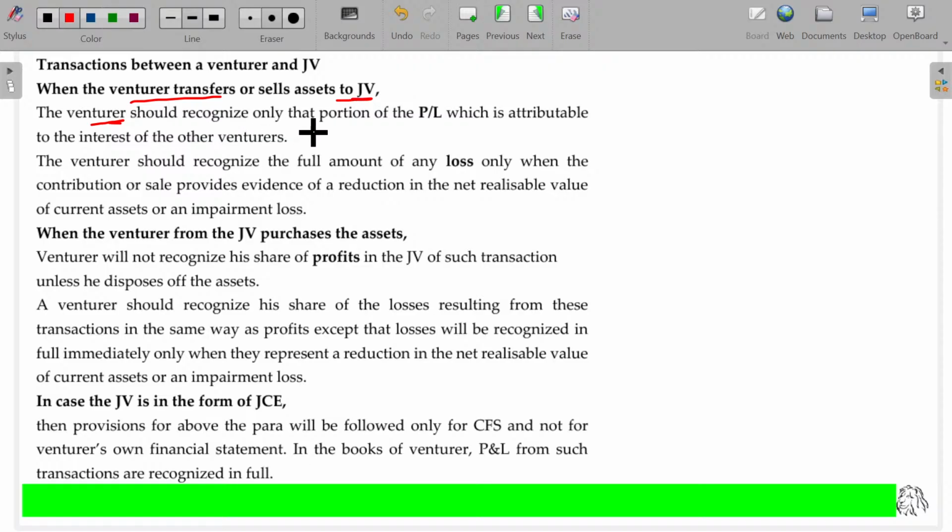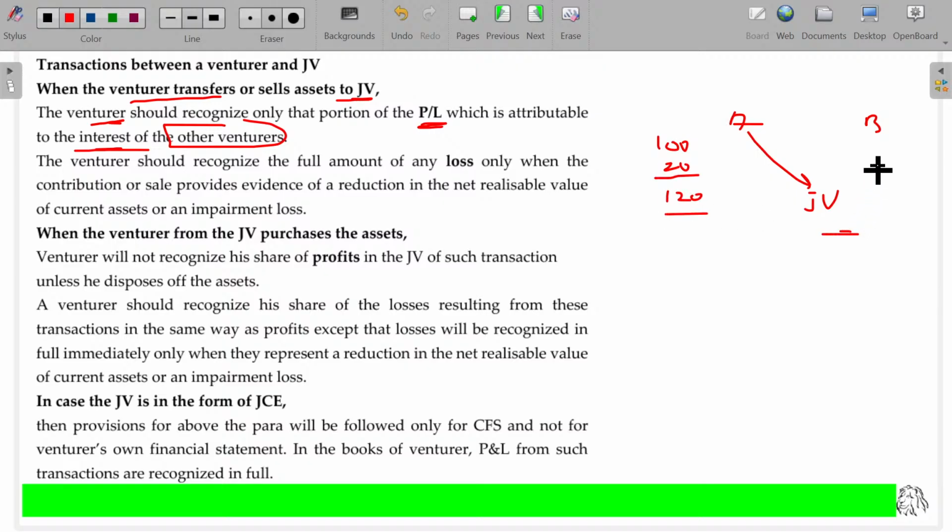The venturer should recognize only the portion of the P&L which is attributable to the interests of the other venturers. So that's the logic. A and B are in the joint venture. A transfers its capital assets worth 100, by adding 20 rupees profit, as 120 to the joint venture. Is that okay? Now, what is the profit for A?